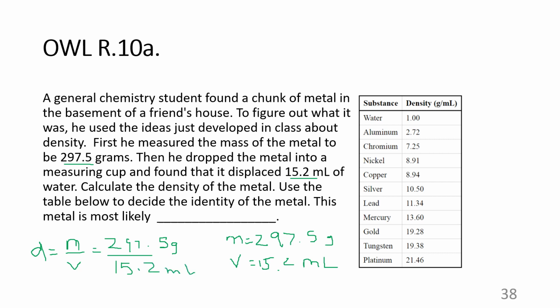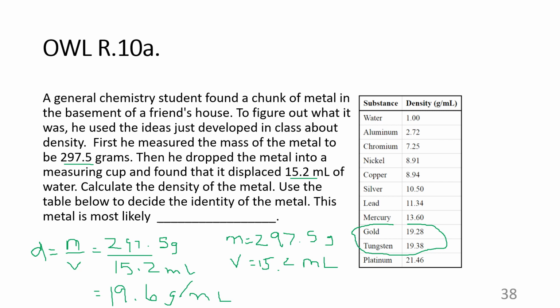When we plug that into the calculator, we get 19.6 grams per milliliter. Okay, now we're going to look at our table and compare that to the values that we're given. And 19.6 is closest to actually a couple of them, but closer to tungsten. So tentatively, we would say that the metal is tungsten.